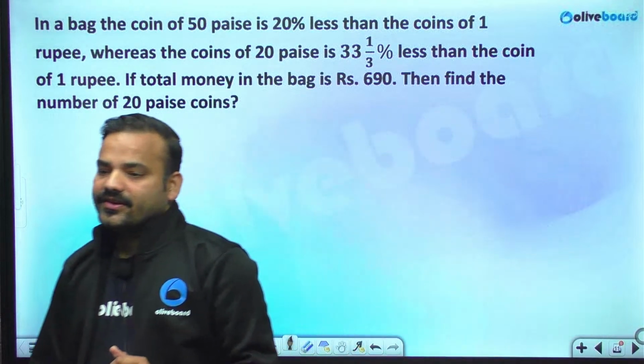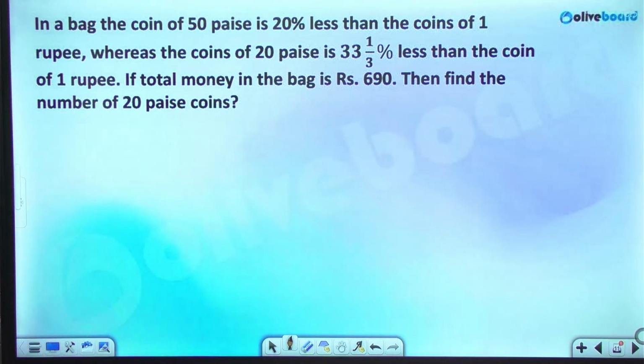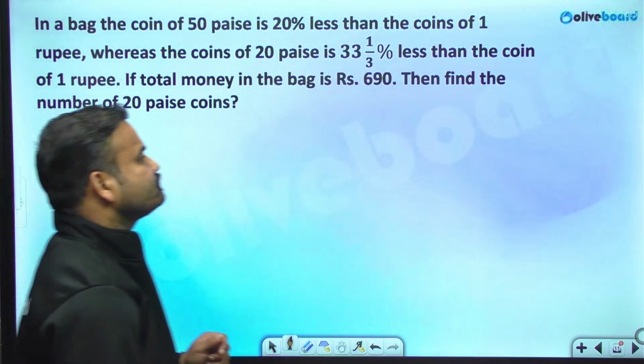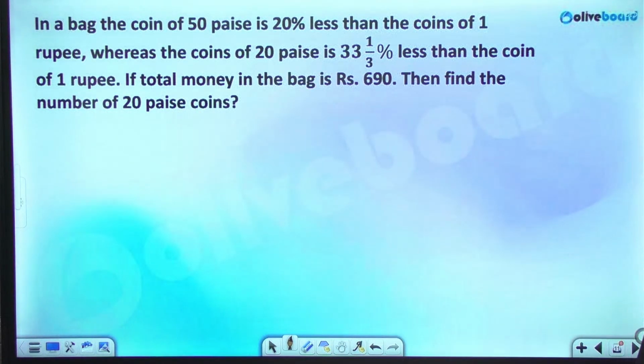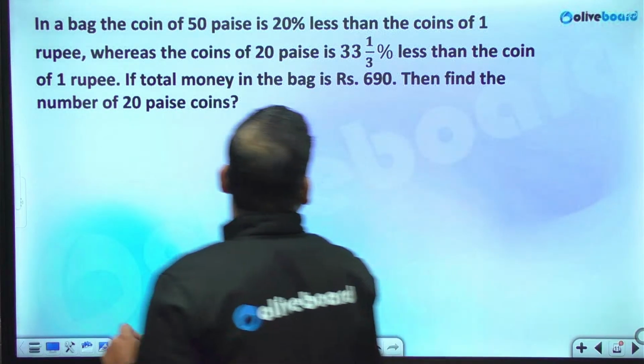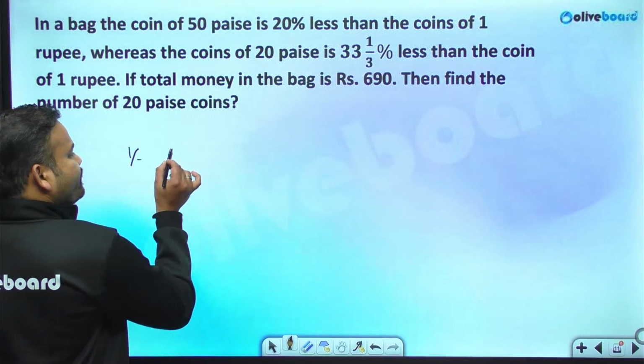No options are there in this question. Let's see whether anybody of you will be able to do it or not. So in a bag, we have coins of 50 paisa, 20 paisa and 1 rupee. The number of 50 paisa coins is 20% less than the coins of 1 rupee. Okay, so there are 1 rupee coins and 50 paisa coins.